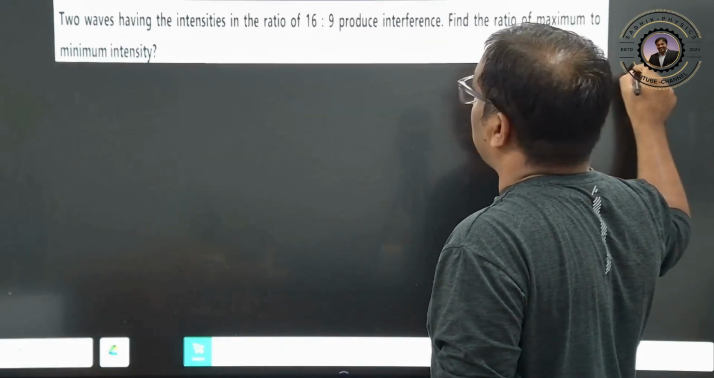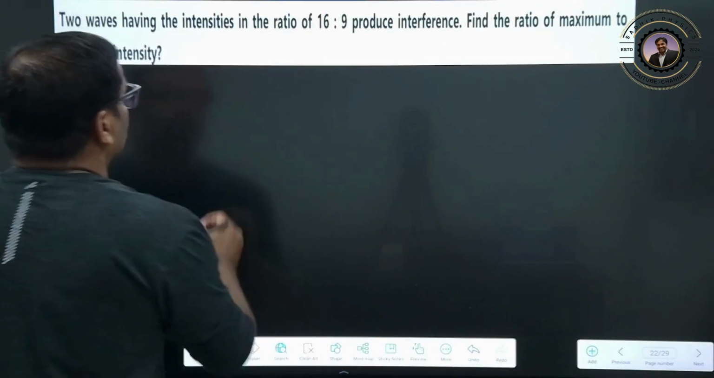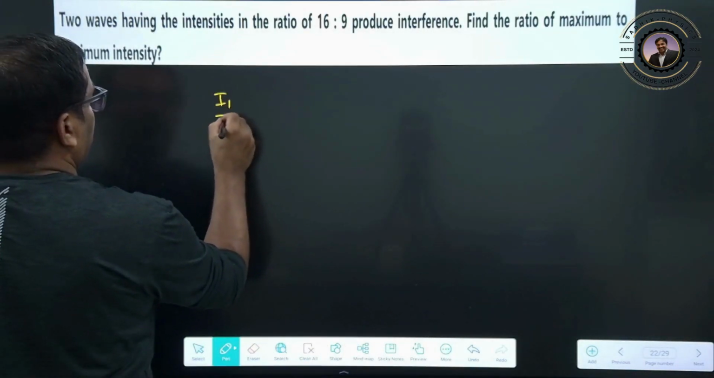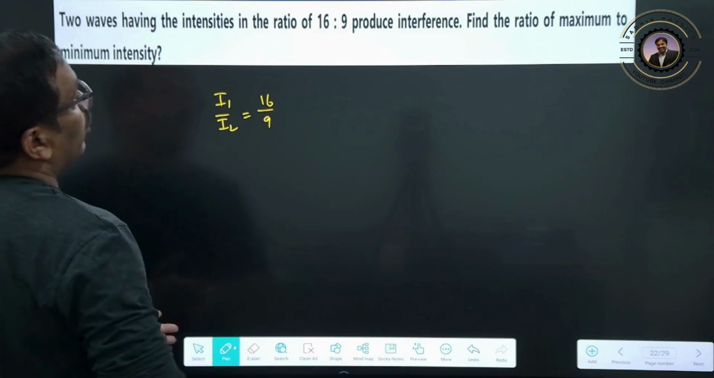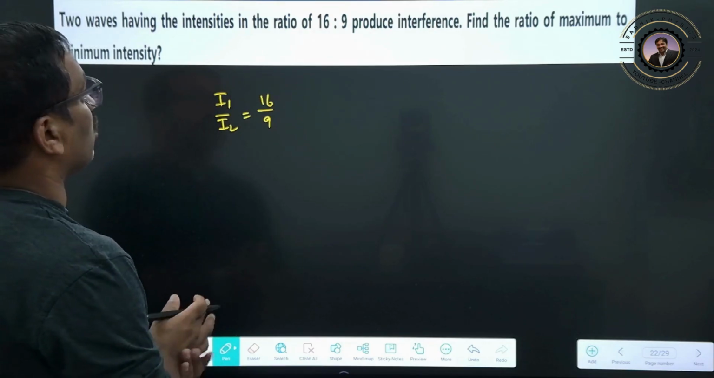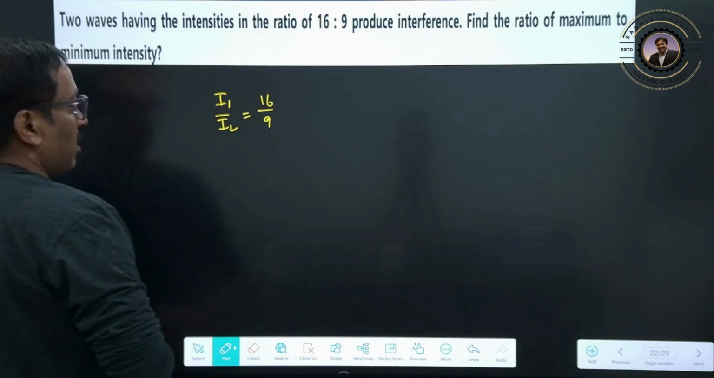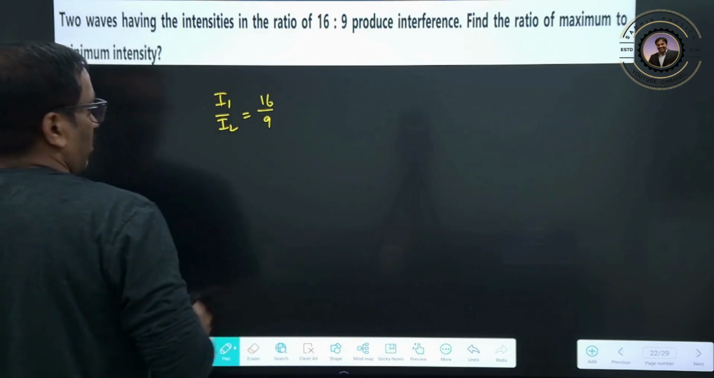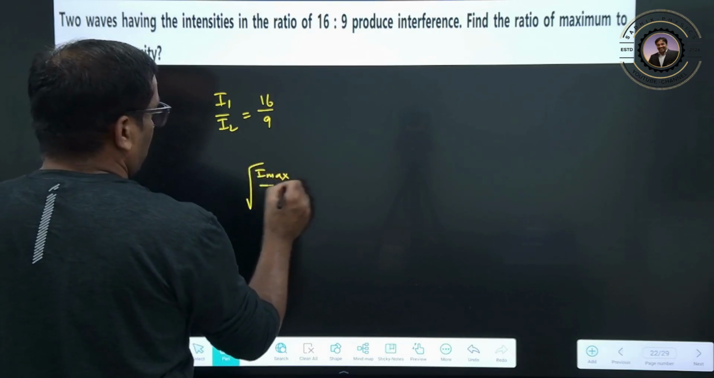So he is asking, two waves having the intensities in the ratio of I1 by I2 given as 16 by 9 produce interference. Now find the ratio of the maxima to minimum intensity. So I max by I minima. Therefore here what you can write now? So root of I max by I minima.